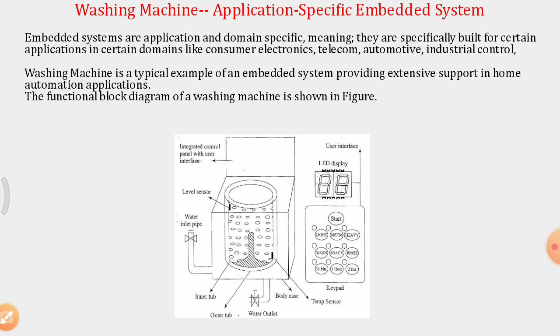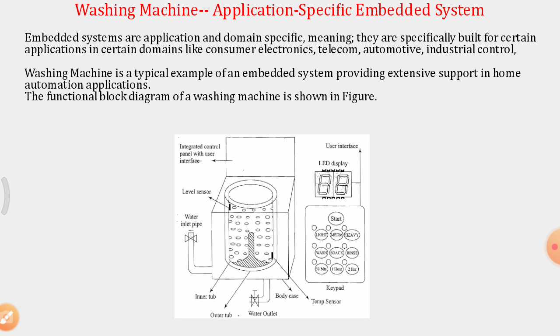So, the application specific embedded system. Here, basically, embedded systems are application or domain specific. It means they are built for certain applications or for certain domains. Like consumer electronics is one domain, a telecom unit is one domain, the automotive industry is another domain, and industrial control, like food manufacturing or other manufacturing units, also has embedded applications with specific tasks.